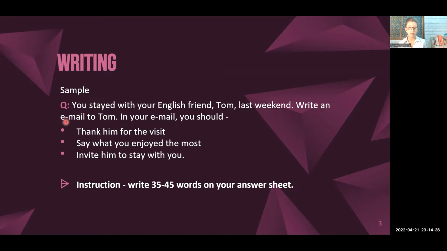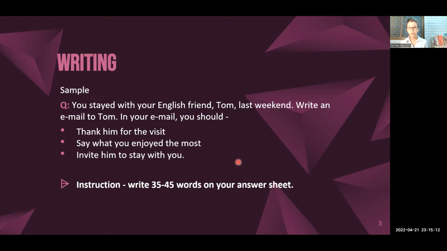Write an email to Tom. This is what the question asks you to do. Write an email, so this is an email form. In your email, you should thank him for the visit, say what you enjoyed the most, and then invite him to stay with you. These three facts tell you what you have to write in your answer paper. This is an example question of how to approach your writing and how to plan everything.